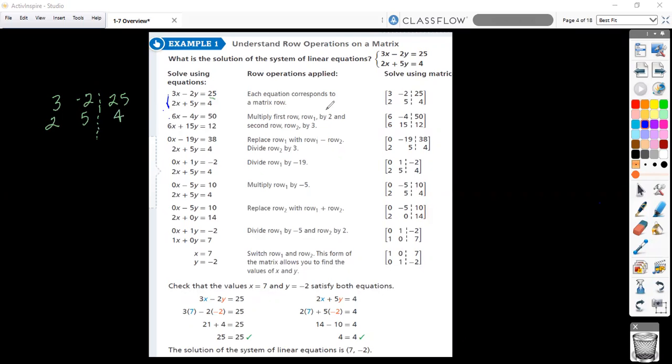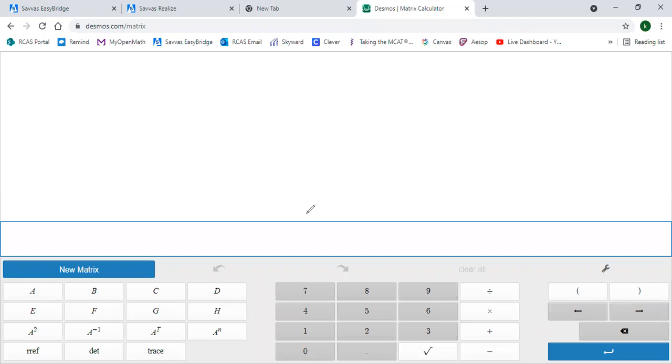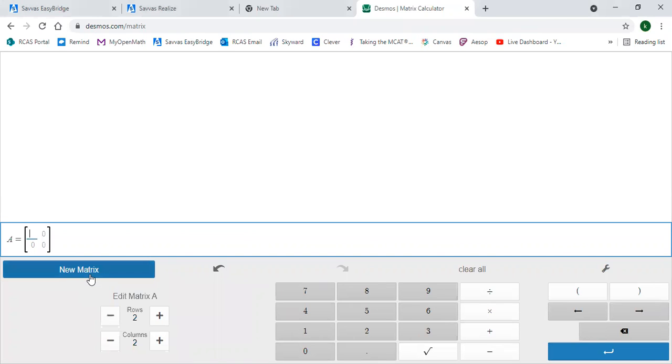All right, and so now when we go back to Desmos, I'll show you how to put it in there, and you don't have to do that whole reduced echelon form where you're getting the ones and zeros all through the matrix. So you click on new matrix, and it's 2 rows and 2 columns. That's what we've already got down here on the bottom.